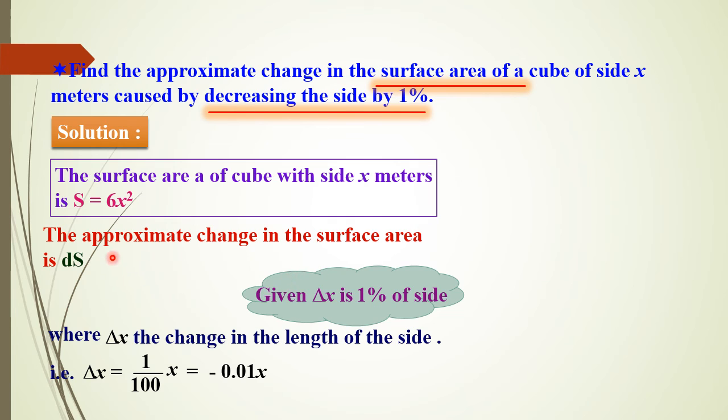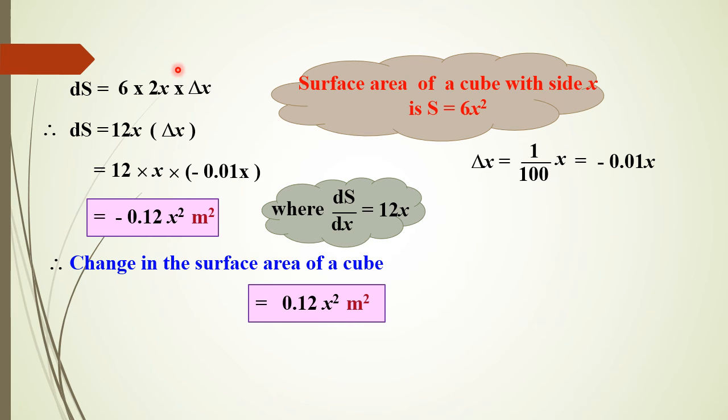Now the side of the cube is decreasing by 1%. It can be written as delta x equal to minus 1% of x. 1% can be written as 1 divided by 100 into x, which is minus 0.01 into x. Now substitute the value of delta x and simplify. Afterwards you will get minus 0.12 x square meter square. This is the change of surface area of the cube. This is the exact result.